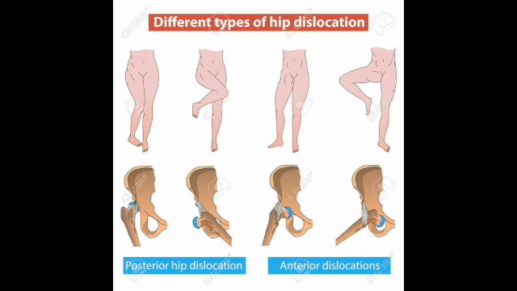Radiographs. For posterior, the femoral head appears smaller than the contralateral side and the femur appears adducted. Anterior, the femoral head appears larger and the femur appears abducted. Management, conservative. Closed reduction under conscious sedation. Not performed if there is an associated ipsilateral femoral neck fracture.